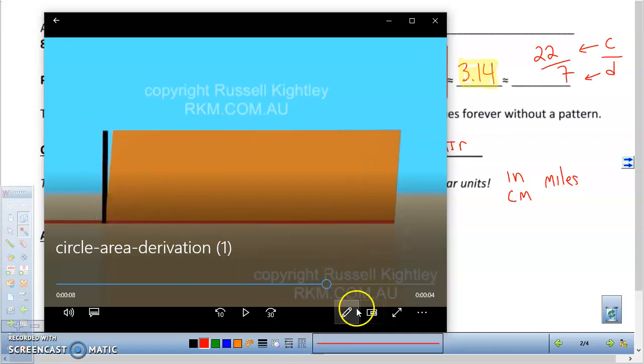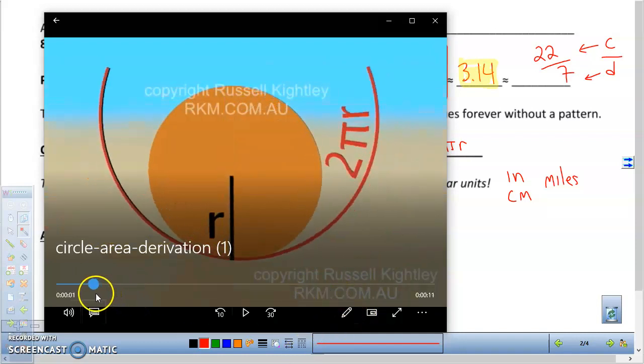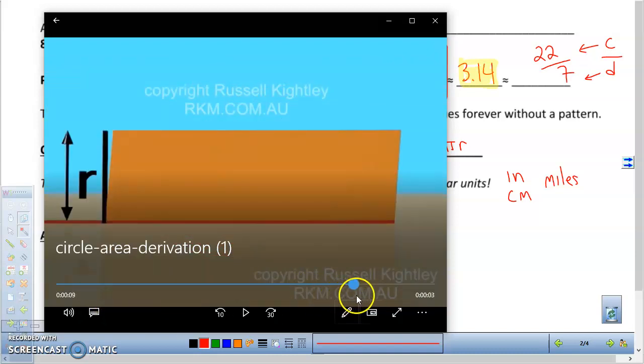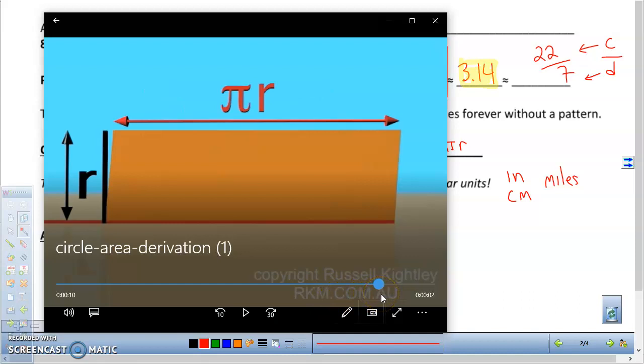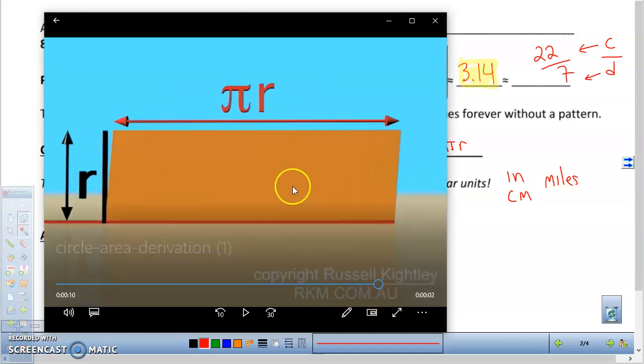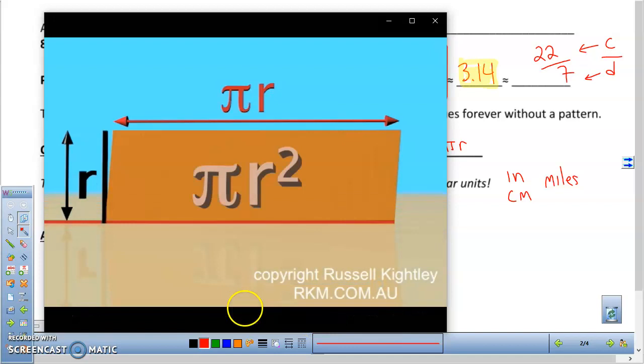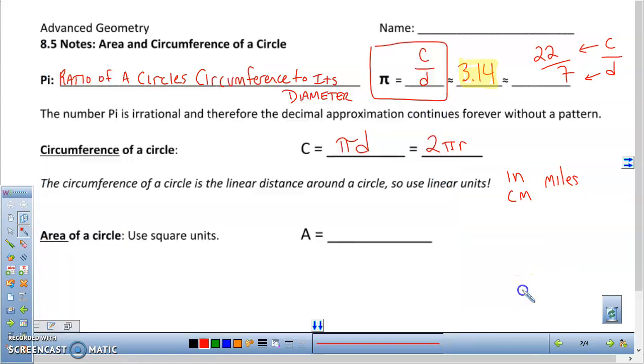And then that black segment in the very beginning of this problem, it represented the radius of the circle. So this is a parallelogram whose base is pi r and whose height is r. And when you find the area of that parallelogram by doing base times height, pi r times r, you end up with the area of a circle is pi r squared. So again, you guys, this is just a quick visual to show you how we can represent the area of a circle using what we learned with the parallelogram. So the area of a circle is pi r squared. Just make sure you use square units.